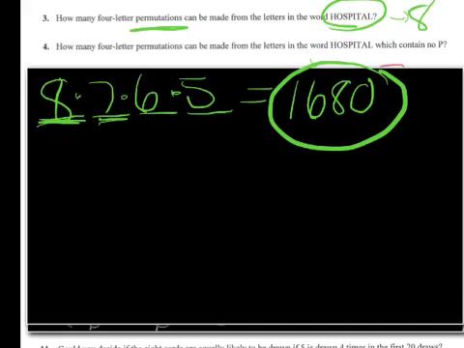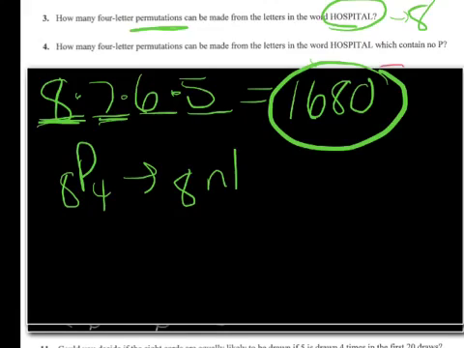Another way you could do the permutation, you could say it's 8 choose 4. In your calculator, you would type 8, then the nPr button, and then 4, and you'll get the same answer for that.